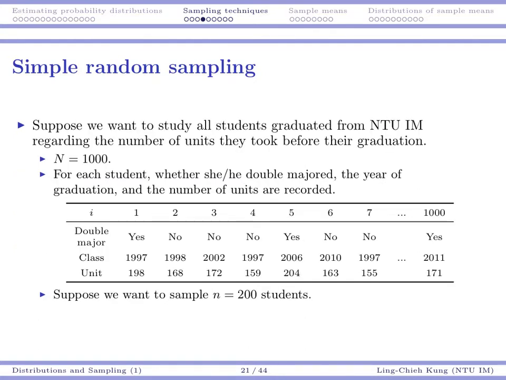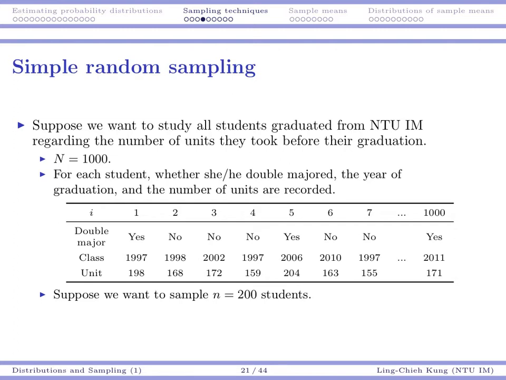Okay, so suppose now I want to study all the students who graduate from our department and ask about the number of units they took before their graduation. Let's assume that I have 1000 graduates from our department. I do have some data. Each student has a label. I also know whether he or she has a double major or not. I also know when he or she graduated and the number of units the student took before graduating. Suppose that I want to sample, let's say, 200 students.